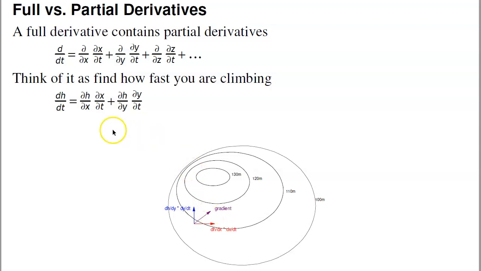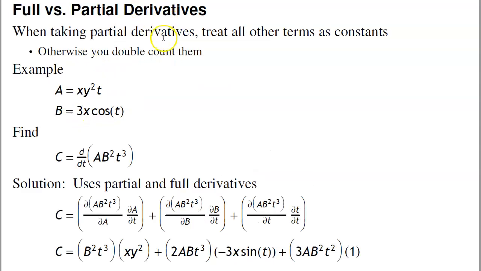Now when you do that, I don't want to double count. The fact that the slope changes in the y direction, I don't really care when I take the partial in the x direction. That's in another term. So anything that's not the term that you're taking partial of is a constant. And you kind of think of it this way. The x's sort of cancel, so I have dh/dt. The y's sort of cancel, dh/dt. So it sort of works out. Let's go through an example.